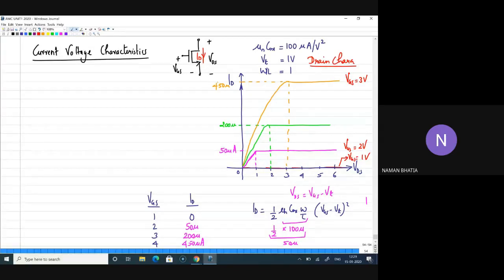Yes. Shouldn't the last line be VGS equal to 4 volt? The one you've drawn with the yellow. Oh yes, yes. Sorry. This should be VGS equal to 3 volt, and this is VGS equal to 4 volt. Yes. Thank you, Naman. Naman, right? Yes. Thank you.